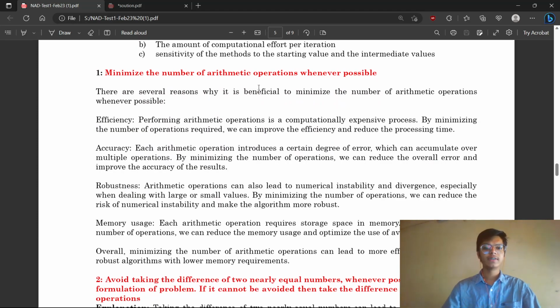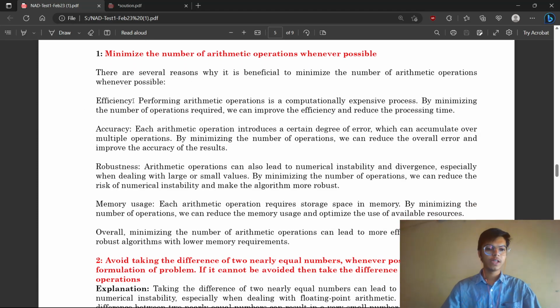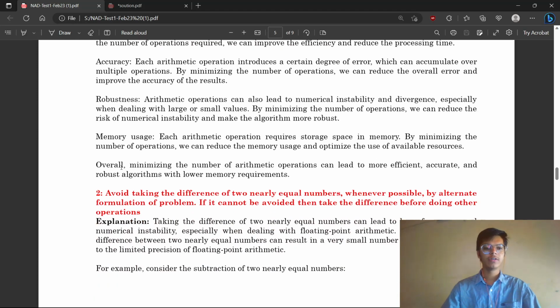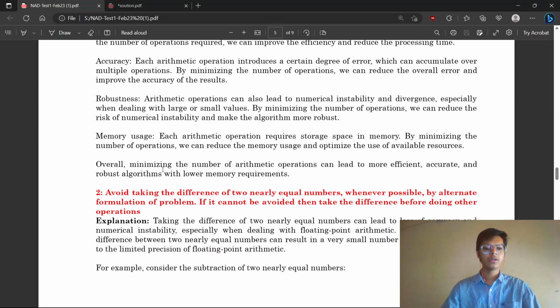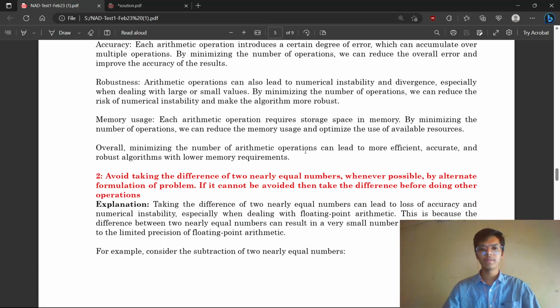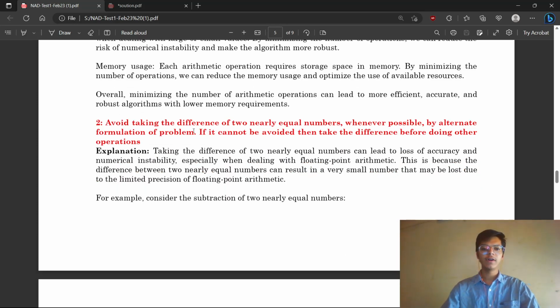There are several reasons why it is beneficial to minimize the number of arithmetic operations whenever possible, like efficiency, accuracy, robustness and memory management. So overall, minimizing the number of mathematical operations can lead to a more efficient, accurate and robust algorithm with lower memory requirement.